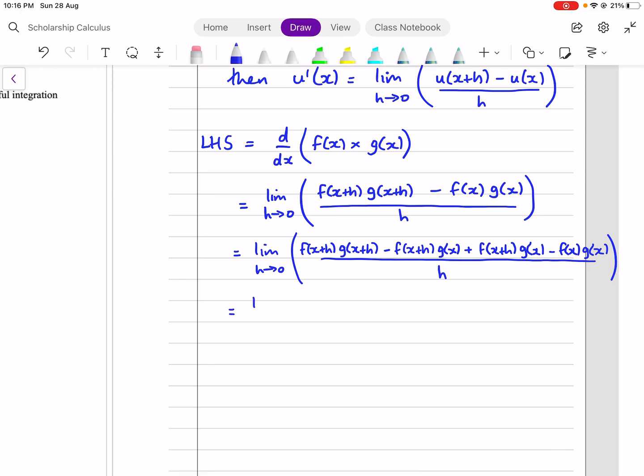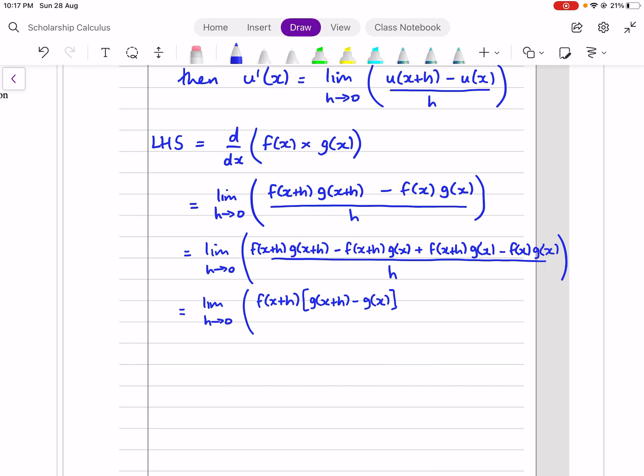You can see that those first 2 terms in the numerator actually factor out an f of x plus h. And then the remaining bracket has g of x plus h minus g of x in it, which looks very similar to the derivative of g. And then the last 2 terms have a common factor of g of x.